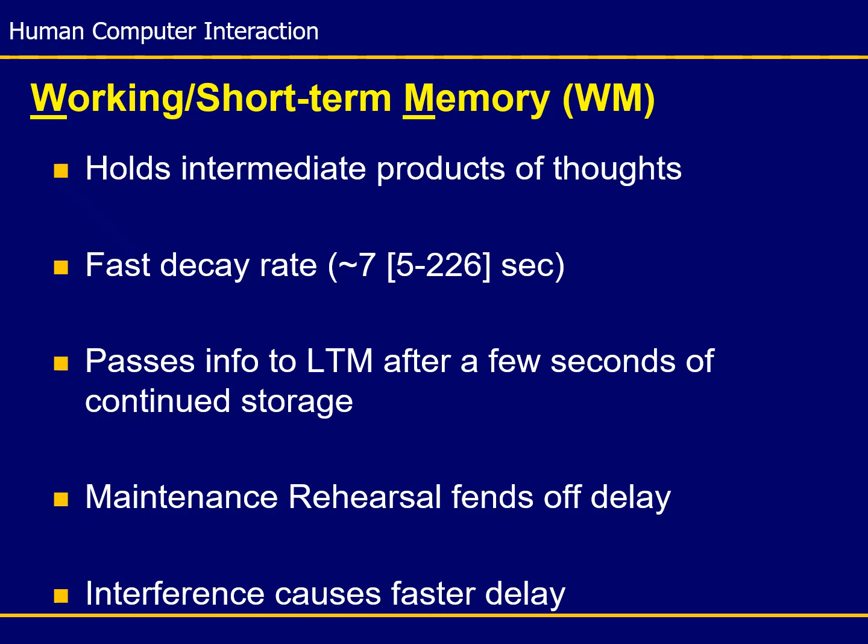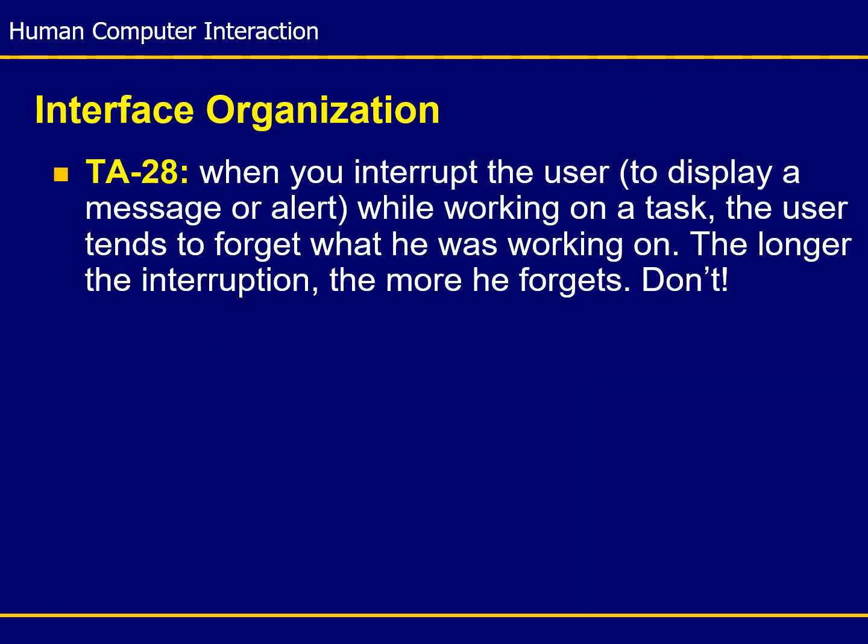And a consequence of this as well, we will see later on, is that when you design an interface, you understand the main task and you allocate the biggest portion of the screen to the main task and put everything to the side to avoid, again, interfering with the user. So, here is the takeaway. When you interrupt the user to display a message or alert while working on a task, the user tends to forget what he was working on. The longer the interruption, the more he forgets, and the message is, don't interrupt the user.